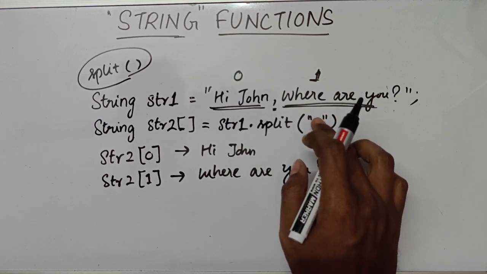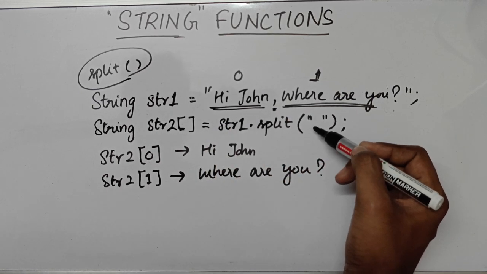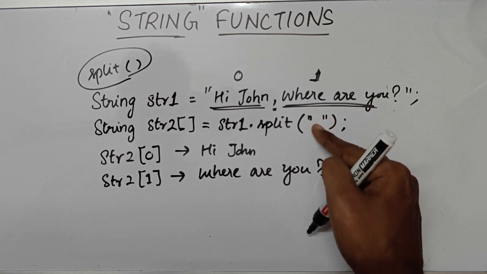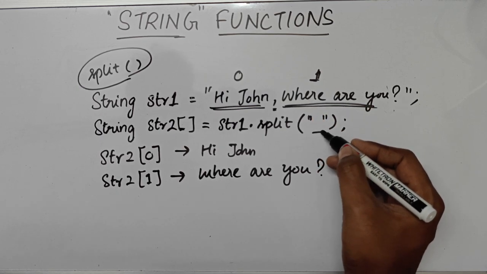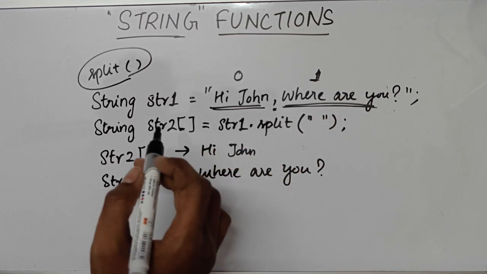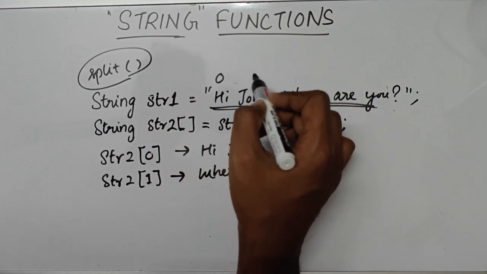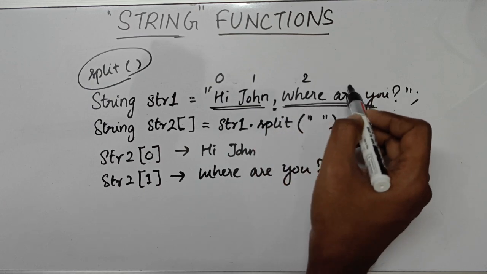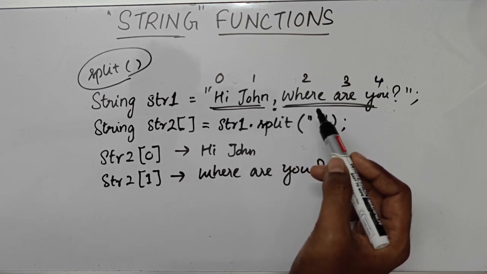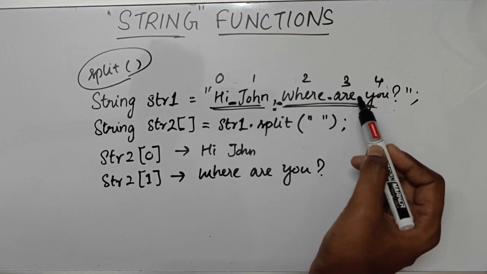Let's say if I don't want to split it using comma, if I want to split it using spaces between the characters, so I'm not going to put anything here. I'm going to give a double quote. I'm not going to enter anything here. I'm just going to give a space. Okay, you have to press the space bar and then you have to put one more quote and then leave it. So this will create an array of size 0, hi, 1, 2, 3, 4. There's a space over here, there's a space over here, there's a space over here, there's a space over here.